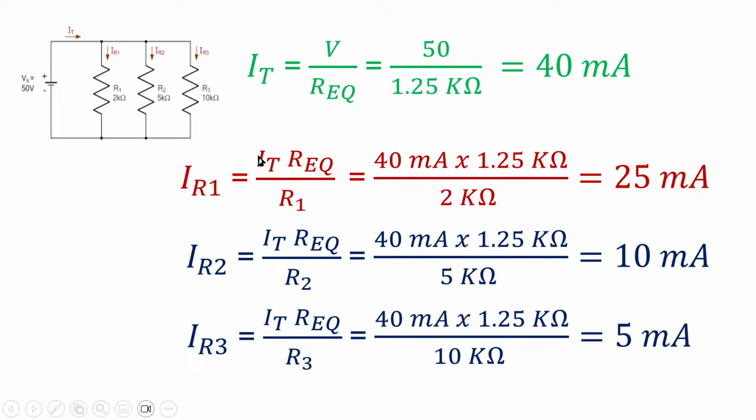So I_R1 is equal to I total times R equivalent divided by R1. So I have 40 times 1.25 divided by 2 kilo ohms. When you do that, you get I_R1 as 25 milliamps. Also, I_R2 is equal to this, and when you do that, you get a current of 10 milliamps. Again, I_R3 is equal to I_T times R equivalent divided by R3, and when you do the calculation, you get a current value of 5 milliamps.